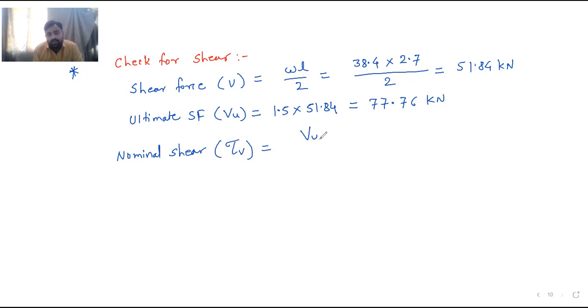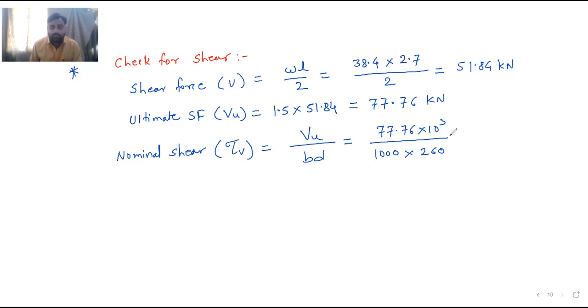The formula for nominal shear is VU upon BD. This we have also seen in DCS1. So here tau V, the nominal shear, is VU upon BD. The value of VU is 77.76 into 10 raised to 3, divided by our B, which is 1000, and effective depth, which is 260. We are talking about the stem. We are taking the check for shear for the stem, so use the dimensions of the stem. Use everything, pressure and everything, of the stem only.